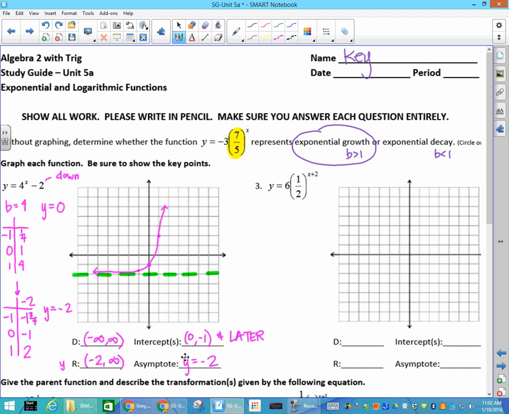Okay? If your asymptote is y equals, then your range, notice that they are tied together.